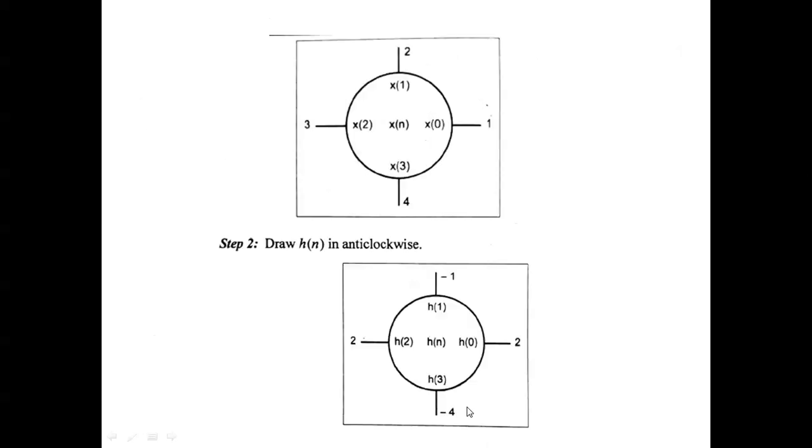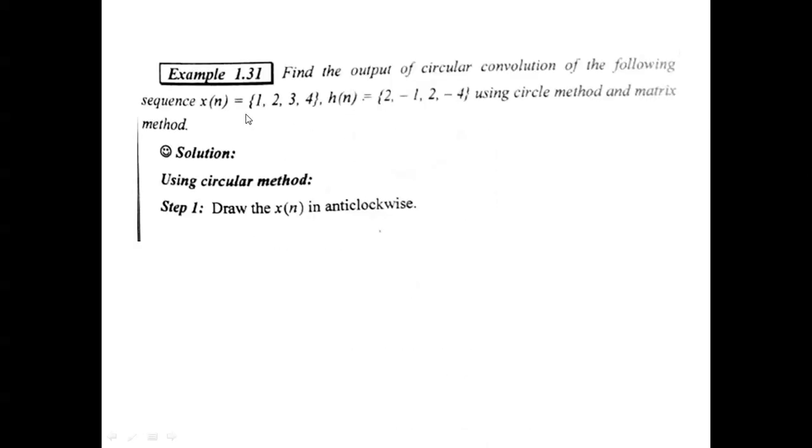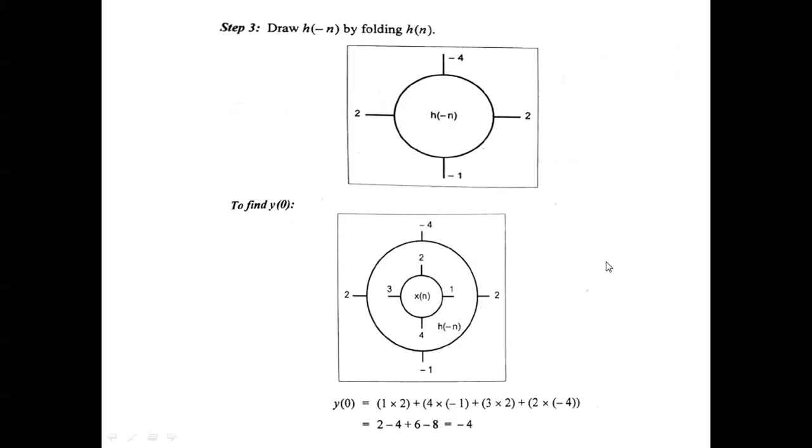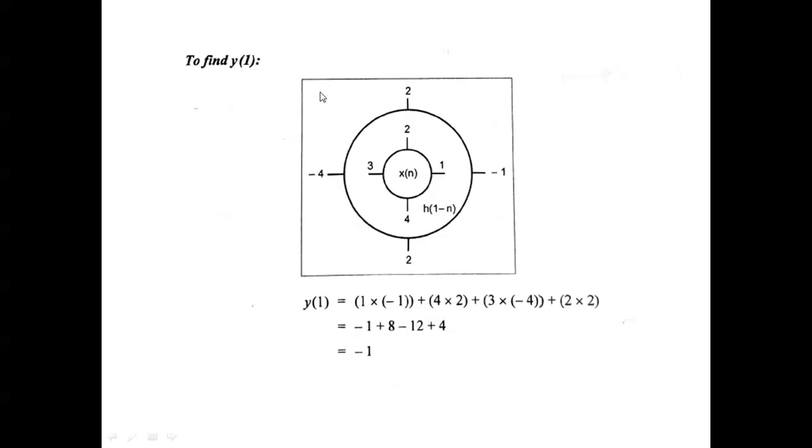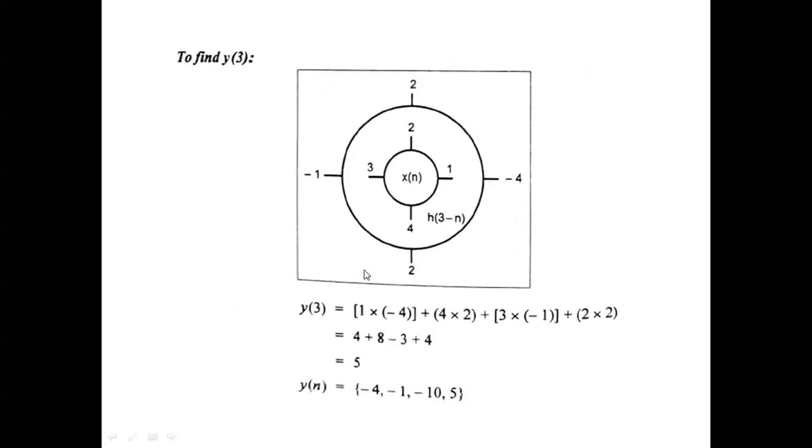Here is another example. Take the two sequences and put one on the circle in the anti-clockwise direction, and the second one also. N is equal to 4, so put four values outside of the circle, starting from y0, y1, y2, and y3. So it is y0 for the first step, and for the second step we rotate it anti-clockwise again, giving y1, y2, y3, and finally you get the values. Okay, thank you.